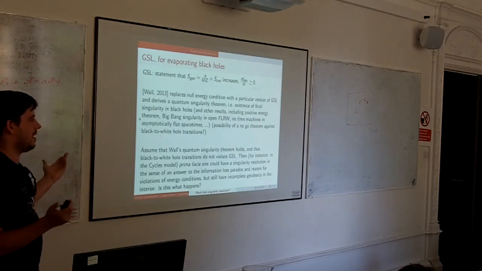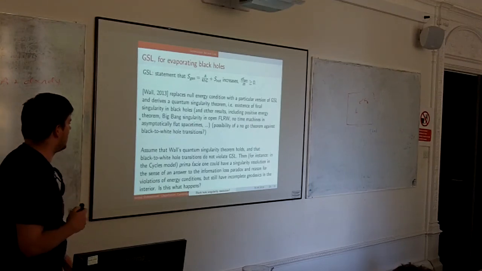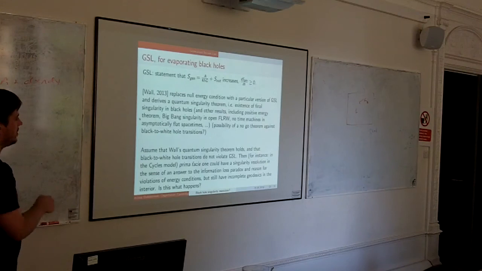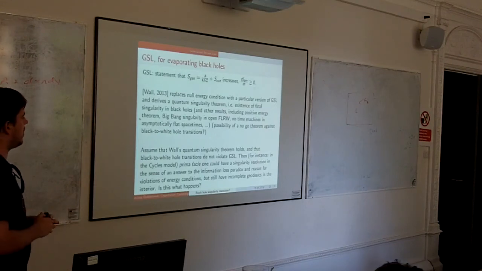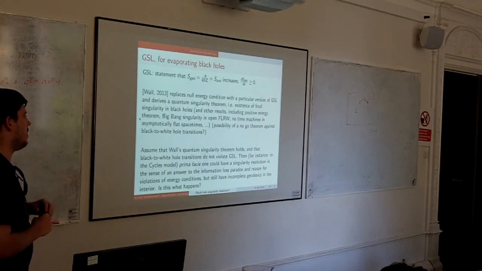It's an open question. I have no answer. I hope to have an answer at some point, but not yet. But here's a totally speculative part. Assume that Wall's quantum singularity theorem holds, and assume that black to white hole transitions per se do not violate the GSL.